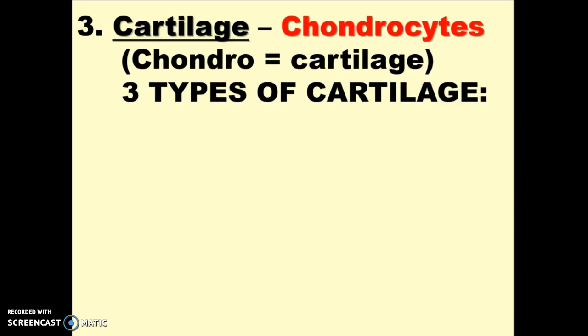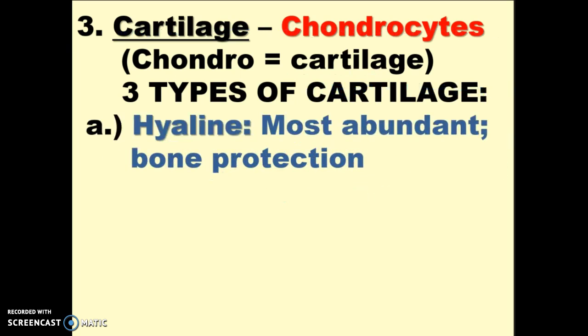Alright, cartilage. Chondro means cartilage. In freshman biology, you did classification. Chondrichthyes, ichthyes means fish, the cartilaginous fish, the sharks, skates, and rays. Here, chondrocyte: chondro is cartilage, cyte is cell. We have three main types of cartilage in our body. The first type, athletes love it, it looks really cool under the scope, is hyaline cartilage. Hyaline is the most abundant cartilage in the body. It lines the ends of your bones for protection.